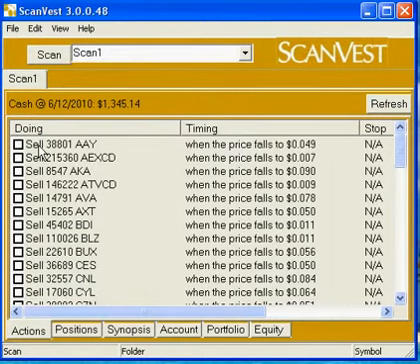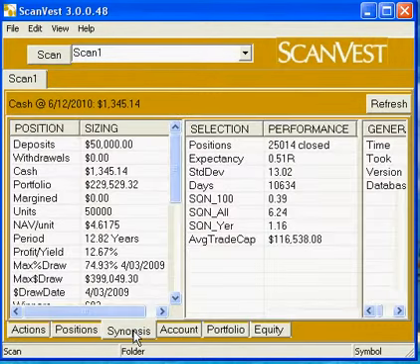Finally, we have the synopsis page. This page contains the statistics of the results of the scan. You can see here our deposits total $50,000. We have done no withdrawals, so they are set to 0. At the current state, the cash on hand is worth $1,345. The portfolio is valued at $229,529. Add those two together to get the total equity at the moment in time. We have no margins, so that is set to 0.